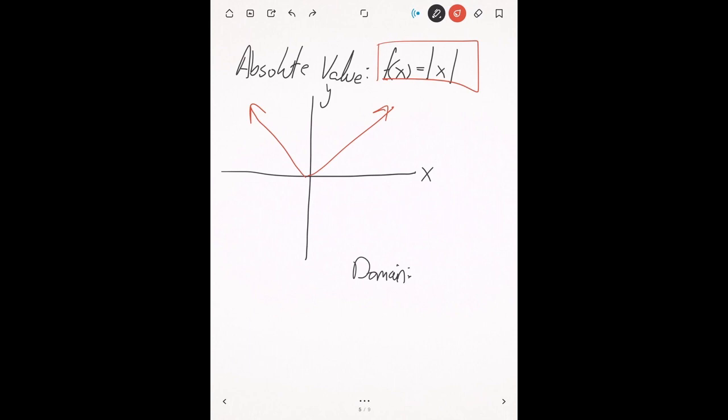I'm not the best at drawing, but I think it's pretty obvious that our domain, well, it's everything from negative infinity all the way up to positive infinity. I mean, because our line just keeps going off in both directions.